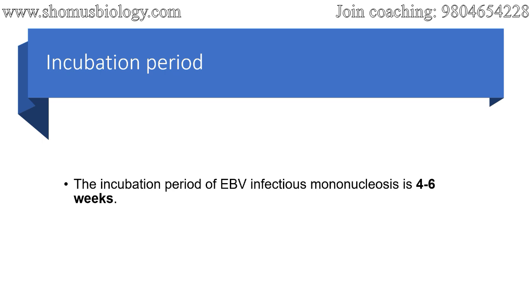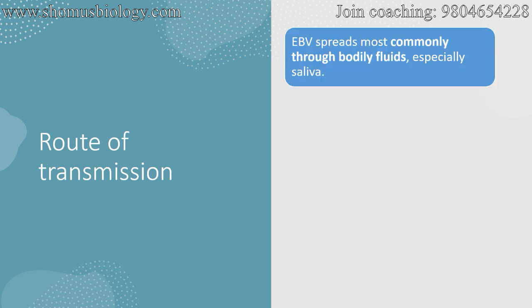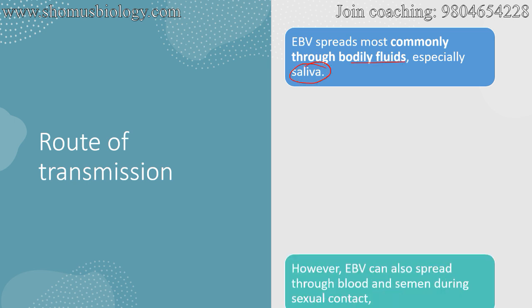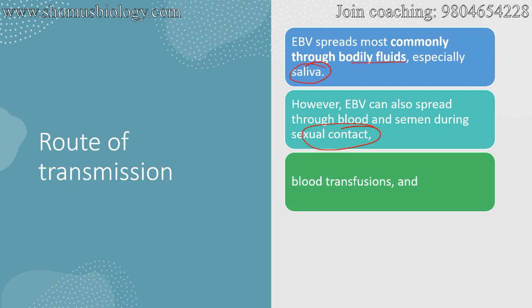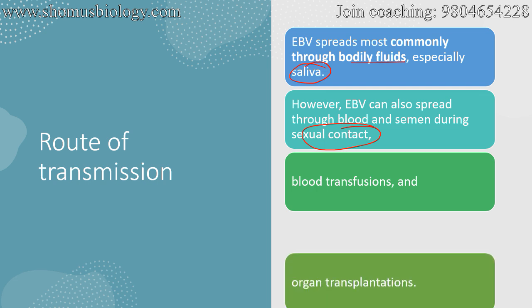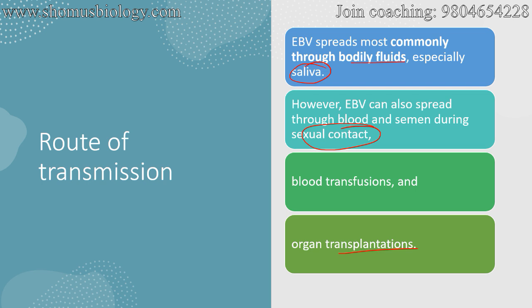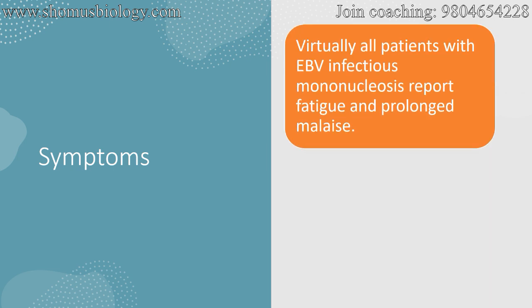The incubation period for Epstein-Barr virus mononucleosis is 4 to 6 weeks, very commonly 4 weeks. Route of transmission: the Epstein-Barr virus spreads commonly through bodily fluids, especially saliva. However, EBV can also spread through blood and semen during sexual contact, so it is part of the sexually transmitted diseases. Any kind of herpes virus is part of that route of transmission. Blood transfusions and organ transplantations can also transfer the virus from one person to another.